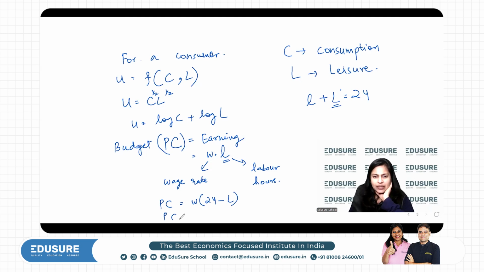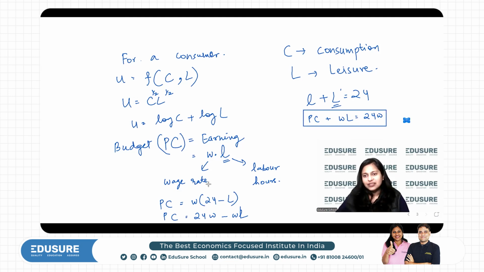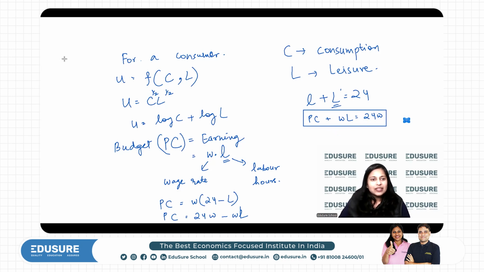If I open this up, I get PC is equal to 24W minus WL. If I take this to the other side, I get PC plus WL is equal to 24W. Now this is the constraint faced by a consumer. The price of consumption is P. The price of leisure is the foregone wage rate. So if you consume leisure, the price that you pay is that you don't earn wages. So that is the price of leisure. So PC plus WL is equal to 24W.